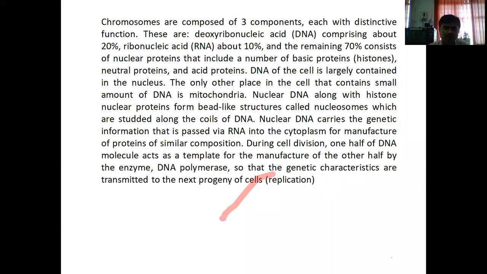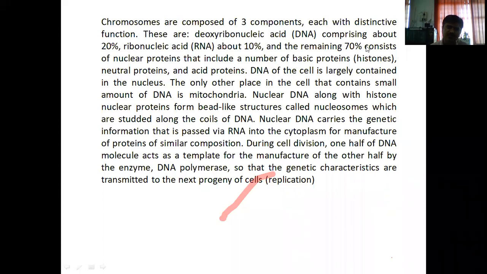Chromosomes are composed of 3 components. Basically, the chromosomes are composed of what? 3 components. Chromosomes are composed of 3 components, each with a distinctive function.